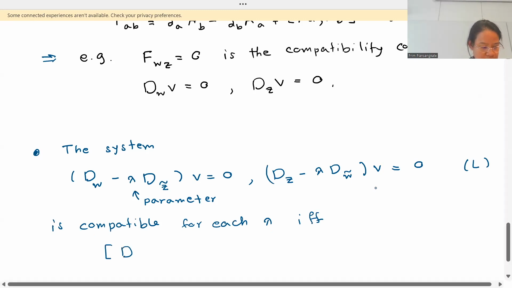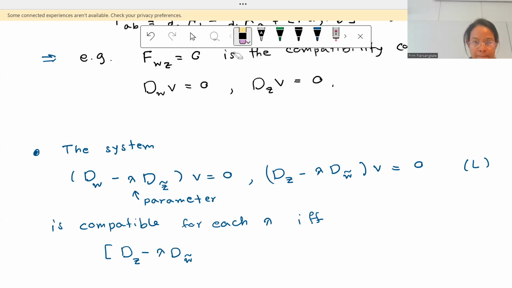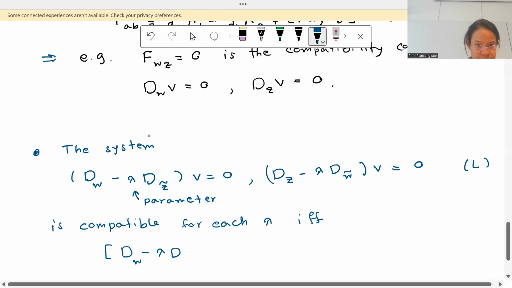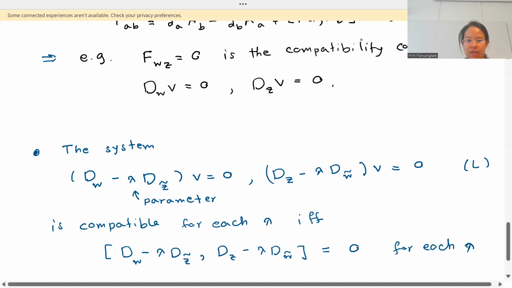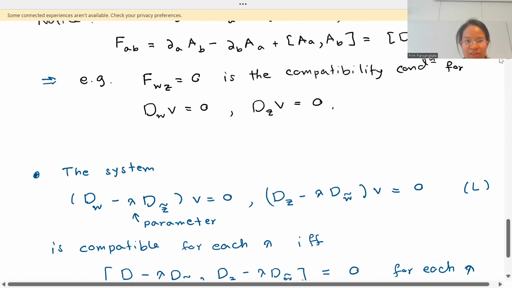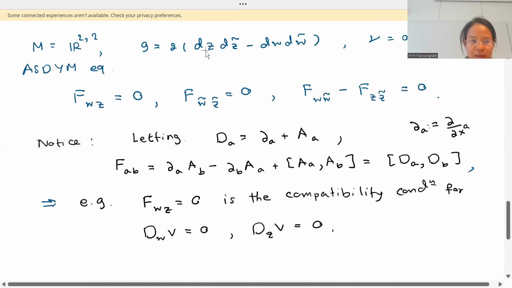the commutator here, just keep the order, vanishes. Yeah, the commutator vanishes for each lambda. Okay. And if we now, I'm not sure we can. We can't see. Let me copy it down just to compare.